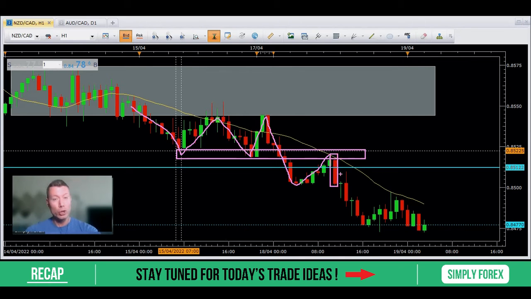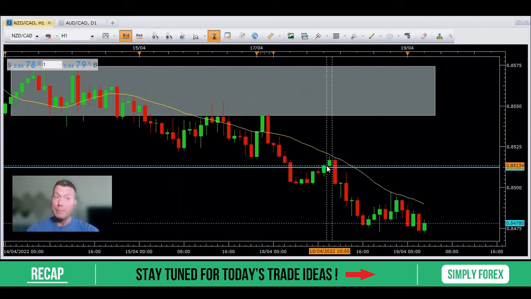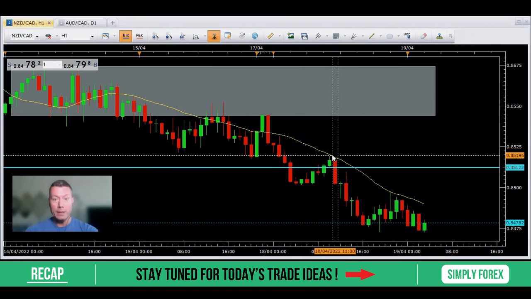So you could have traded this pair from this candle here. This would have been a good entry candle, and then take price lower, aim for one of our higher time frame targets. I didn't actually take this trade because I took the Aussie dollar against the Canadian dollar, but you could have traded off of this candle, guys. I still think that would have been a good trade. All right, so that was New Zealand dollar against the Canadian dollar.